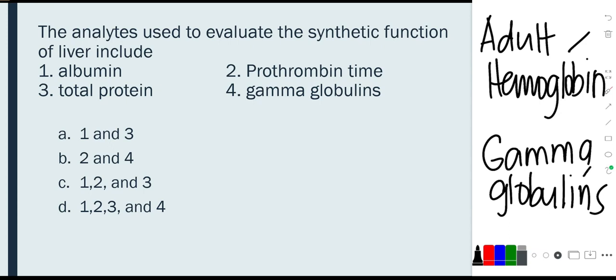And of course, your gamma globulins or our antibodies or immunoglobulins, they are not synthesized by the liver because they are formed in the lymphocytes, particularly that of your B lymphocytes. So with that, the correct answer for this question will only include your albumin, your prothrombin time, and your total protein. Miss, what about yung prothrombin time?